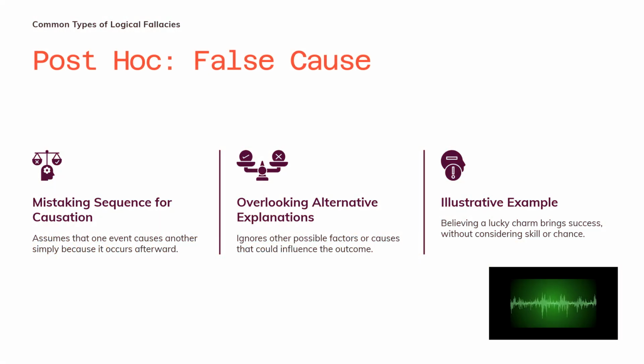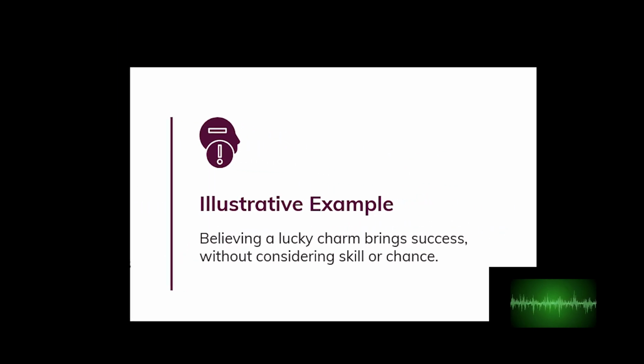Post hoc. The post hoc fallacy, short for post hoc ergo propter hoc, translates to after this, therefore because of this. It occurs when one assumes that because one event followed another, the first event must have caused the second. This fallacy overlooks other potential causes or factors that could have contributed to the outcome. Example: I started carrying a lucky charm, and ever since then I've had great luck in my games. This statement assumes that the charm is the cause of the good luck, ignoring other variables like skill improvement or chance.